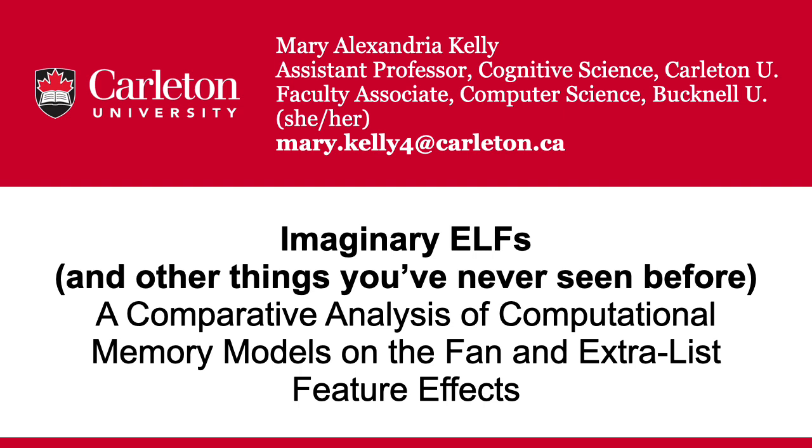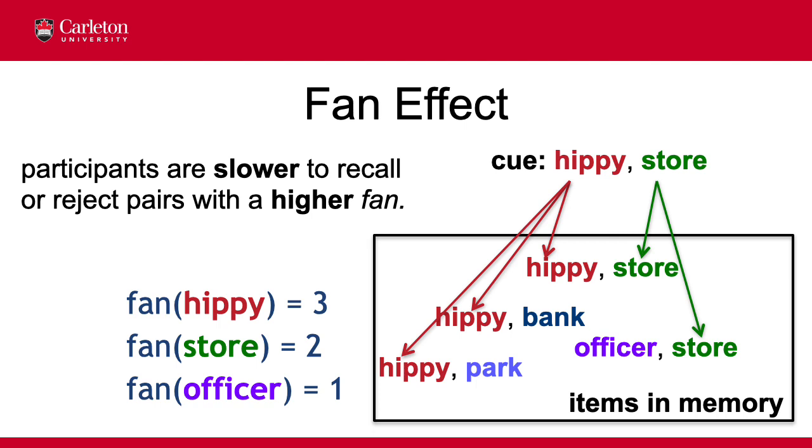Cutting to the heart of the question of how memory discriminates between things you've seen before and things you haven't are two classic memory experiments. In the fan effect, participants are slower to recall or reject pairs with a higher fan. A fan is how many times an item occurs in the studied list. For example, hippie's store has a fan of 3 and 2.